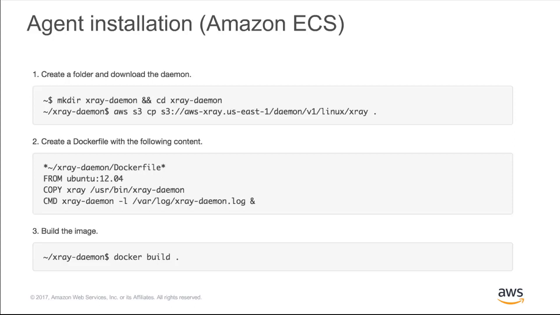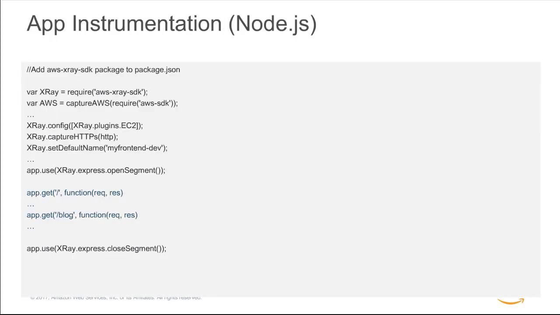The reason for this really is that the SDK and the daemon communicate over UDP, which is a lossy protocol, which doesn't have retries built in like TCP. So it is better to run them on a network where the SDK and the daemon are on local network. So that minimizes the chances of any essentially networking issues preventing data from getting to the X-Ray service.